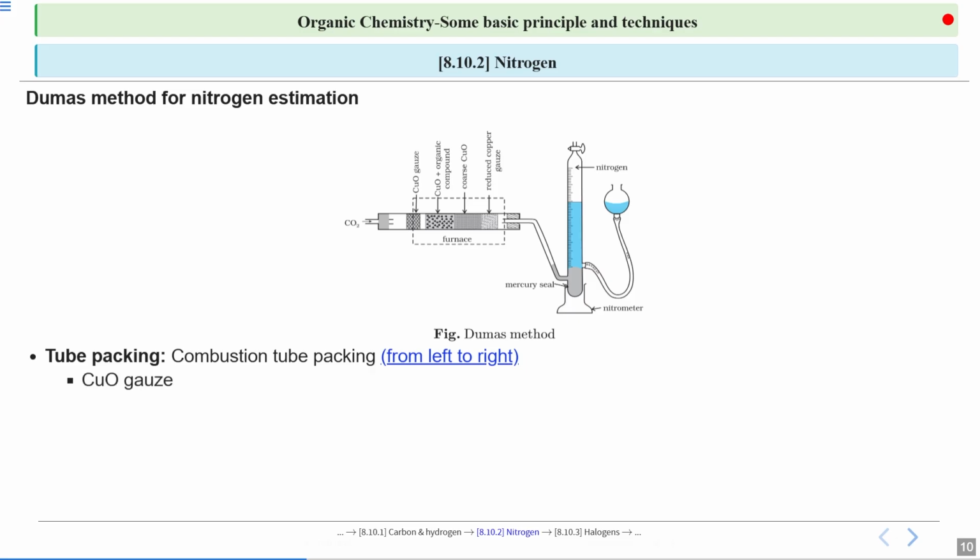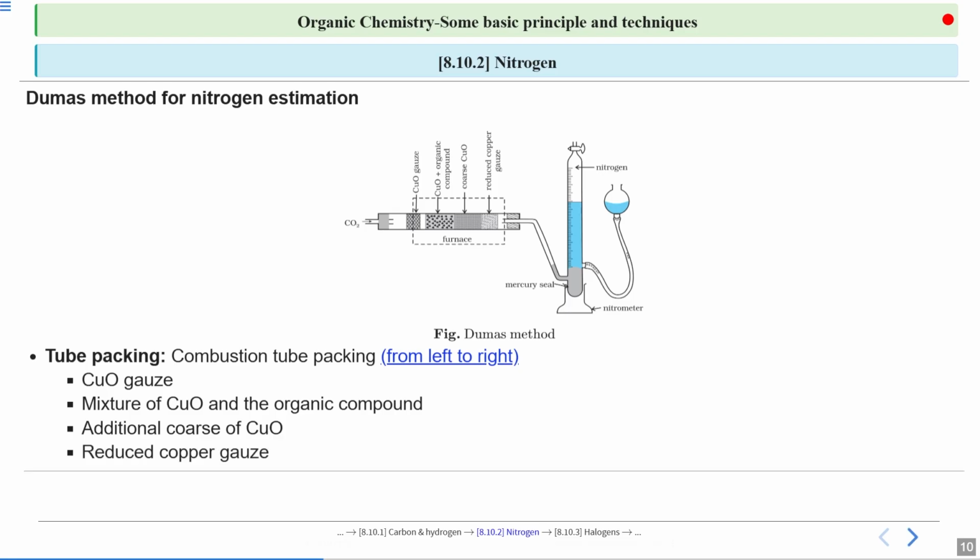First we have the copper oxide gauze. You can see it in the diagram. Next we add a mixture of copper oxide and the organic compound. After that we place an additional coarse layer of copper oxide. Finally, we have reduced copper gauze at the end of the tube.